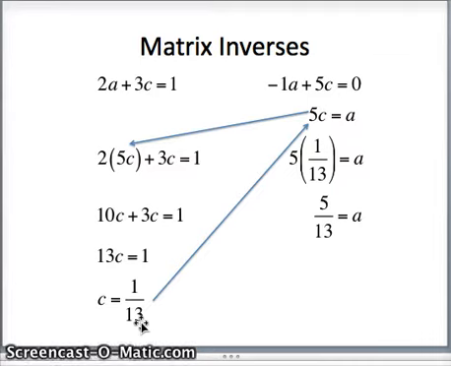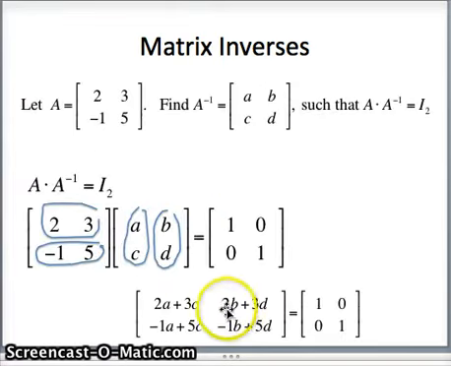Now that's solved, I go back to the equation where I substituted in the first place. Replace the 1/13 for C. So I get 5 times 1/13 is A, and 5/13 is A. So I've correctly solved for both A and C. But there were two systems of equations. What was the other one? The other one was 2B plus 3D had to be 0, and -1B plus 5D had to be 1.